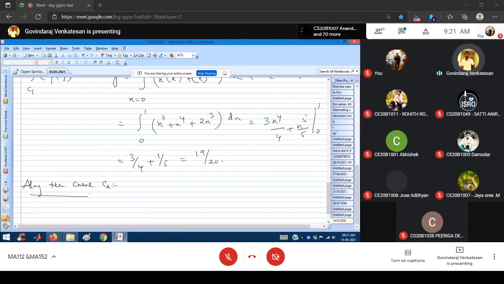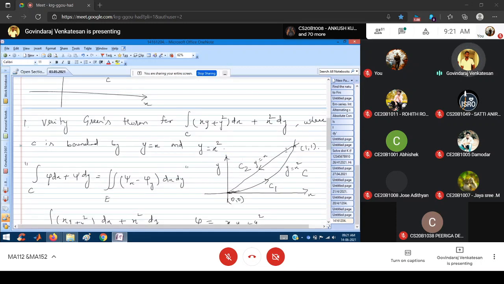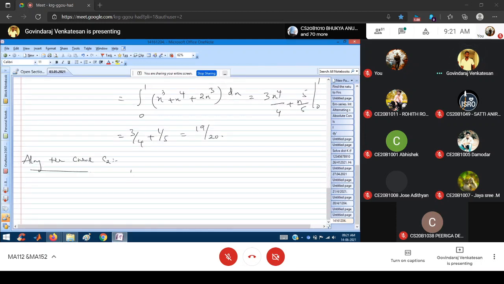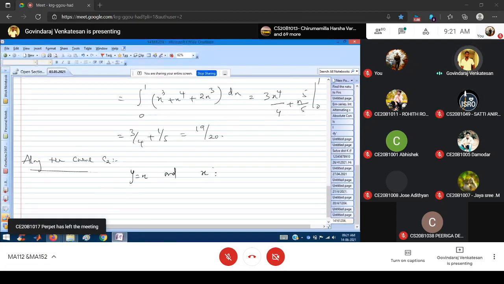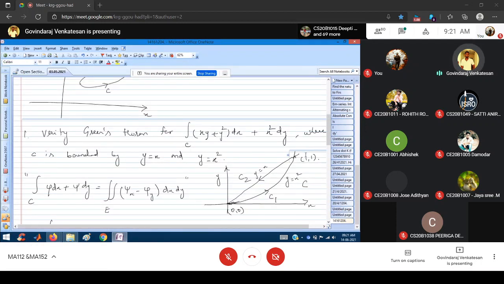Along the curve C2, what is the value of y again? Y is equal to x. The value of y is x. And what is the value of x? X is varying from 1 to 0. Yeah, very good. Why? Because the curve is coming from the point 1, 1 to the point 0, 0. So the direction is important. That's why the value of x is varying from 1 to 0.